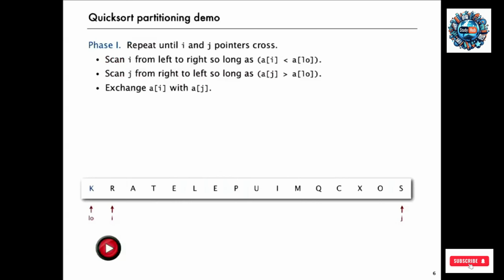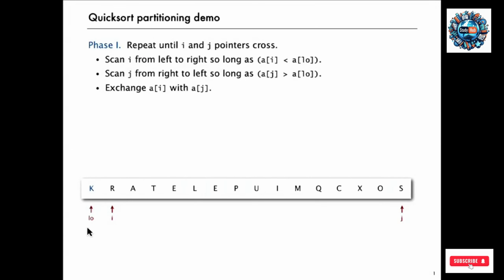So let's look at a demo of how Quicksort partitioning works. The idea is to arbitrarily choose the first element to be the partitioning element. Since we shuffled the array, that's a random element from the array. And then we're going to maintain an i pointer that moves from left to right and a j pointer that moves from right to left. Let's look how it works in the demo.